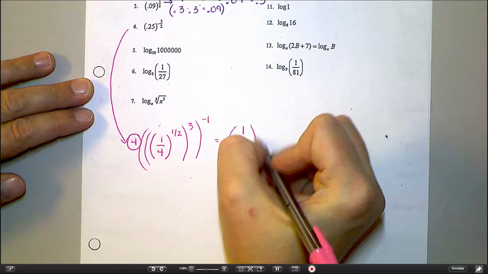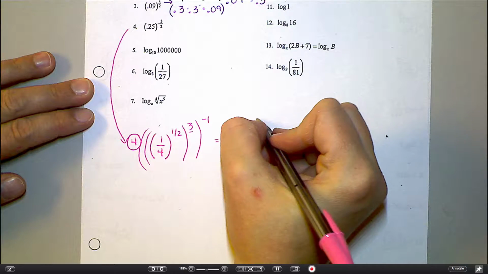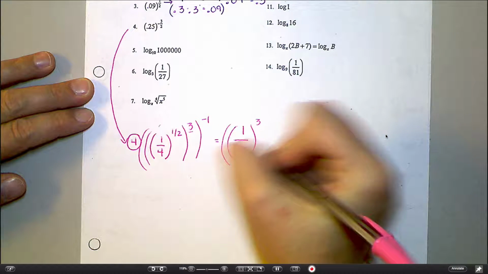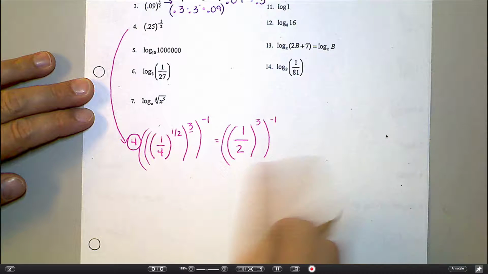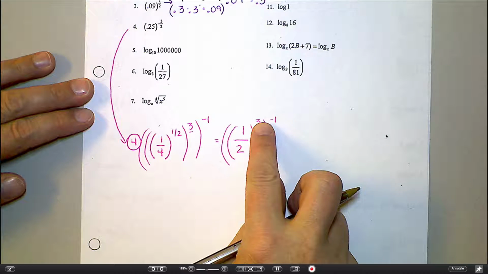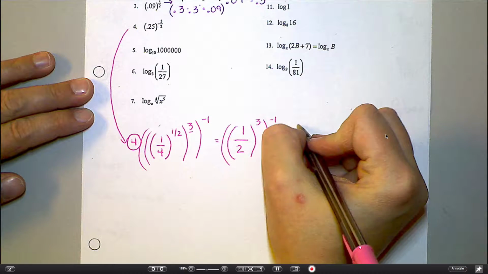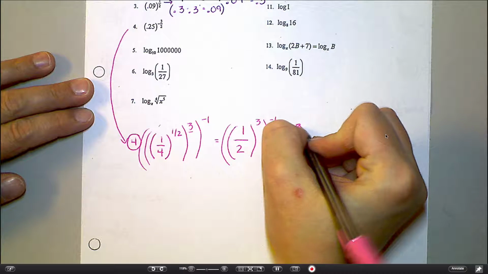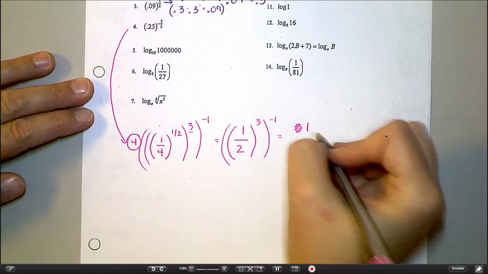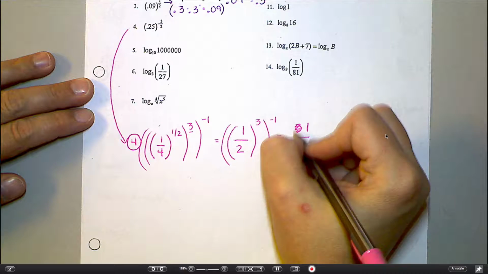Then I want to cube that. All right, so now I'm raising to the power of 3. And I can't forget that I still have a -1 out here. So 1/2 to the 3rd power. Well, 1 to the 3rd power is 3. Nope, just kidding. It's 1. And then 2 to the 3rd power is 8.